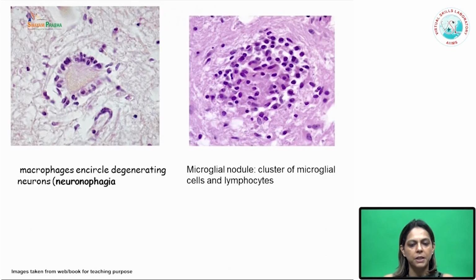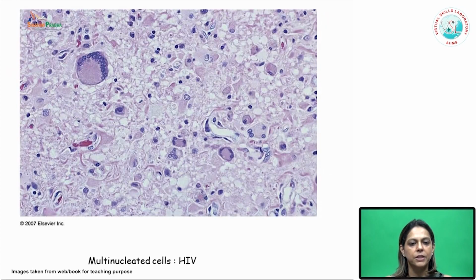Now I will show you the pictures. Look at this first picture. This is a neuron which is surrounded by numerous microglia, and this state is known as neuronophagia. And the second picture shows you a microglial nodule where clusters of microglial cells are there along with lymphocytes. Then look at this third picture. Here there is formation of multinucleated giant cells, here and here. This is a case of HIV, and this also.